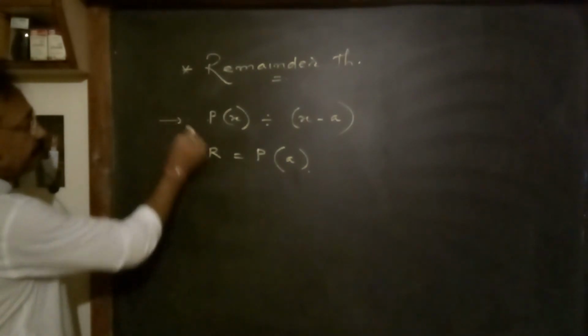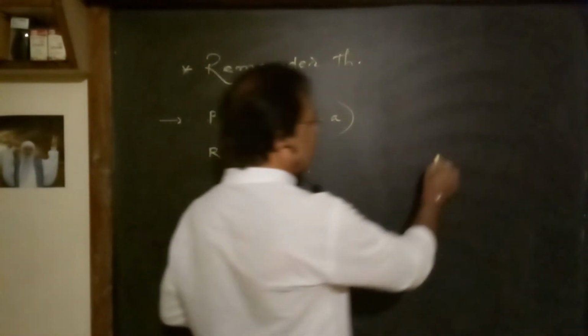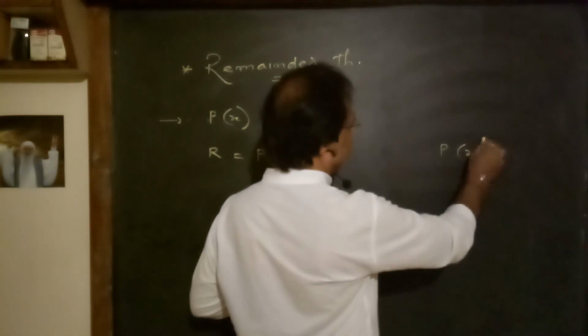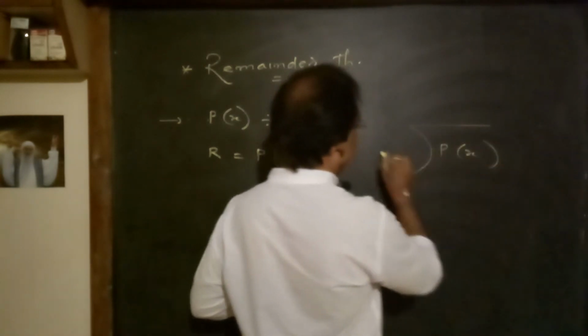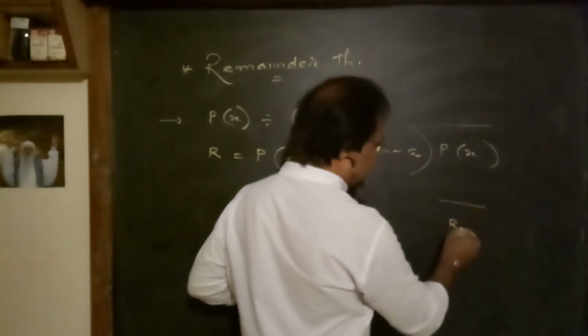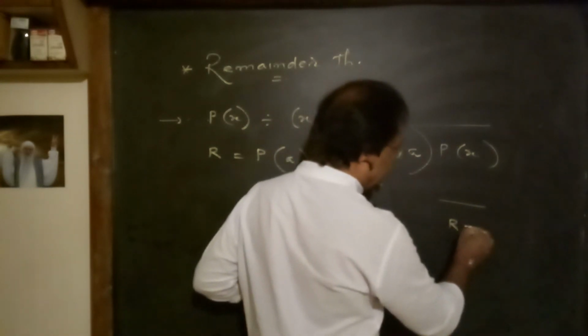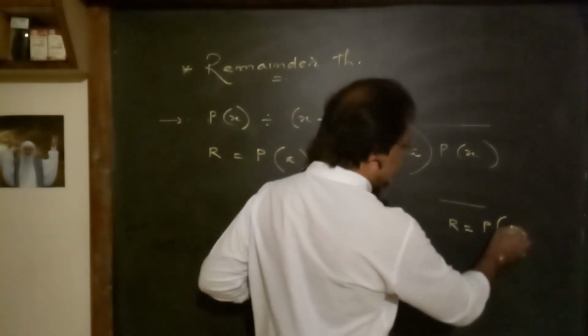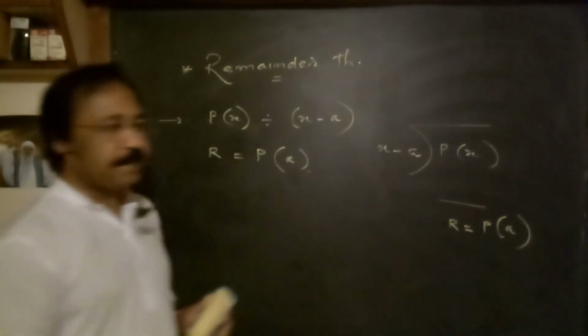What is the remainder theorem? Any polynomial p of x, if it is divided by x minus a, and then a remainder comes, then to find the remainder I have to write p of a. That will be the remainder.